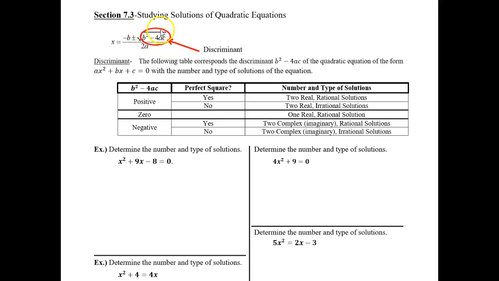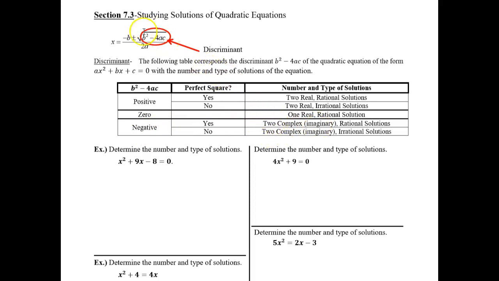If this is 0, well then the square root of 0 is just 0. So this would be gone, and we'd have plus and minus 0, which is the same whether it's plus or minus, so there'd only be one solution. So if it's positive, it'll be real. If it's 0, there'll only be one real solution. And if it's negative, it'll be imaginary, and there'll be two.